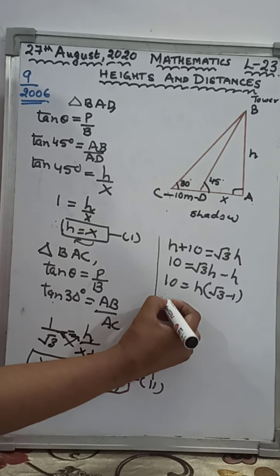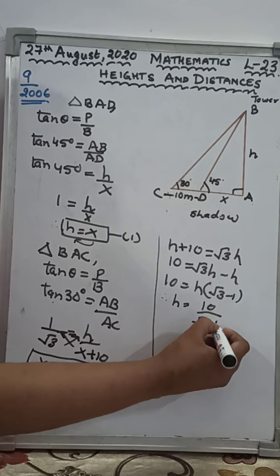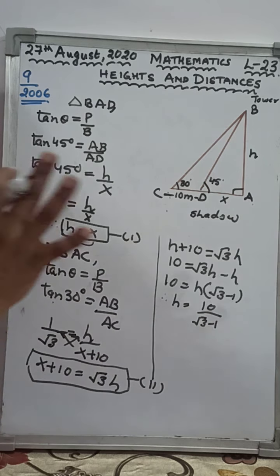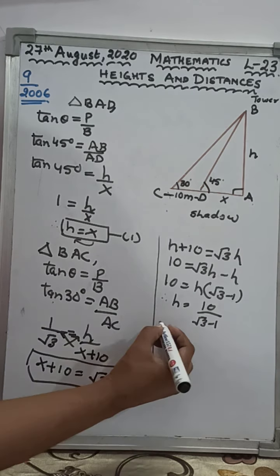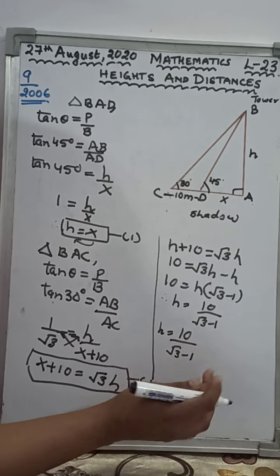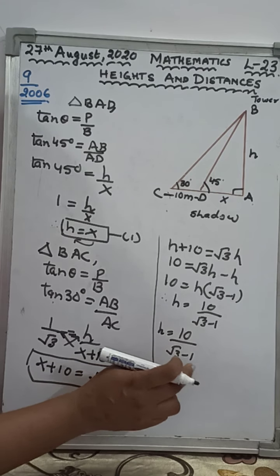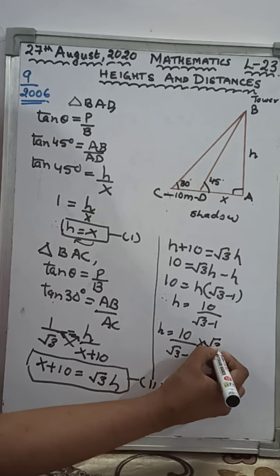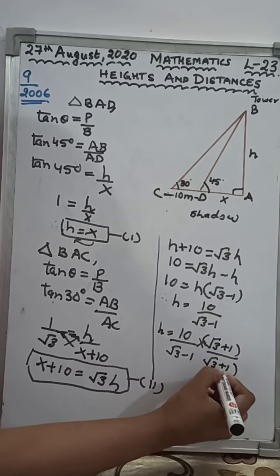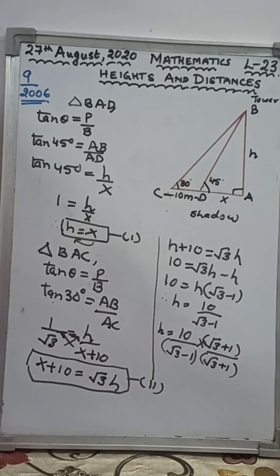Now what you will do? Therefore h is equal to 10 over root 3 minus 1. Now you have to rationalize it. You will not write this answer this way. So for rationalizing, what you have to do? You will multiply with its conjugate. And what is the conjugate of root 3 minus 1? It is root 3 plus 1. You will multiply also and you will divide it also. If it is minus over here, the conjugate will be plus.